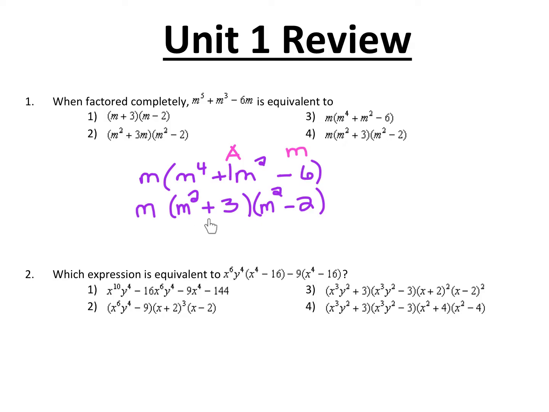Now, whenever you have 2 terms in the parentheses, a binomial, you want to look and say, do I have a difference of perfect squares? Well, no, but yes, right here. But 2 is not a perfect square, so we can't factor this further. So this right here is completely factored. And you can see that that matches up with, right there, choice 4.